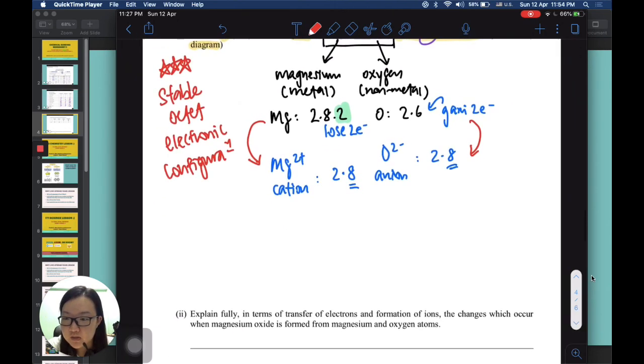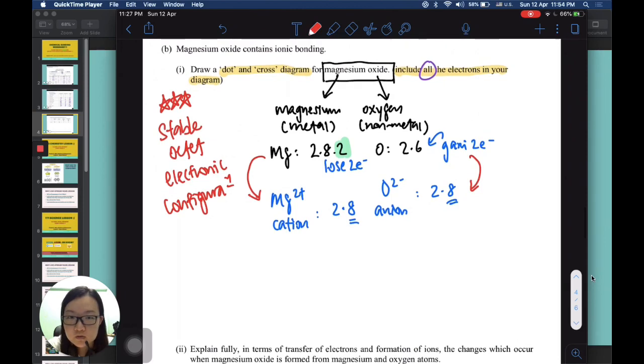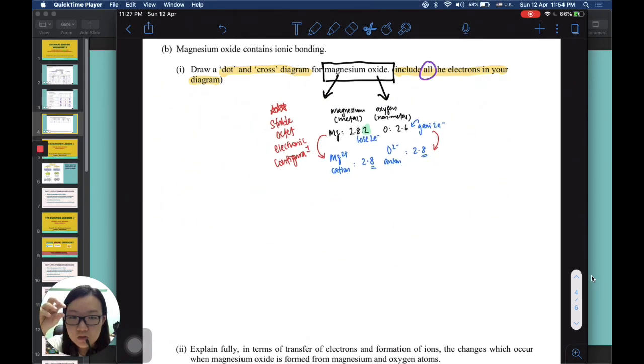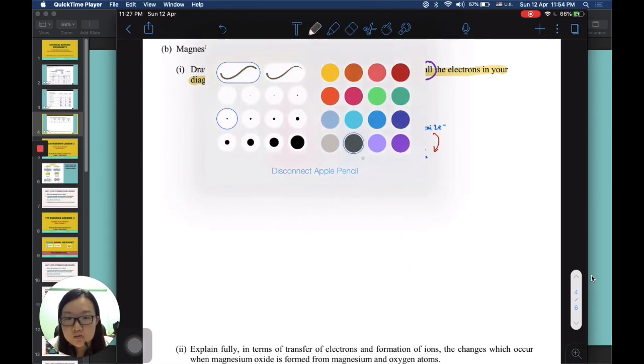I don't have space anymore, so I'm gonna do some magic here. Make it smaller. Okay, very good. Now I have space. So let's carry on.